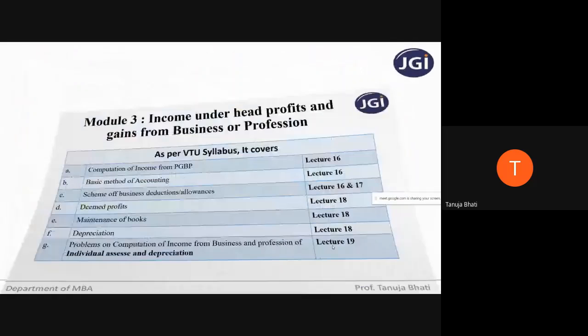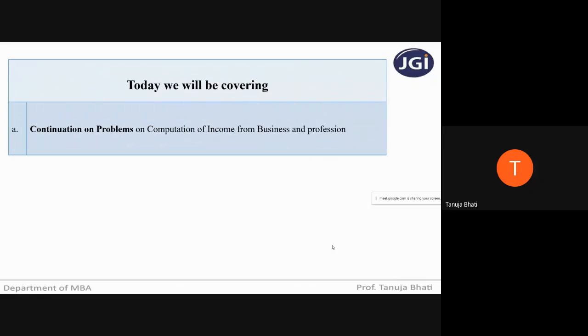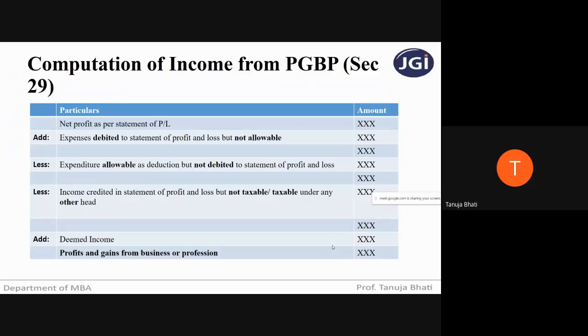Today we will be continuing with the problems on computation of income from business and profession. So we'll be dealing with a few more problems. Before beginning with the problems, as I always revise this particular slide because it is very important to solve the problems. So how are we supposed to compute the profits and gains from business and profession?